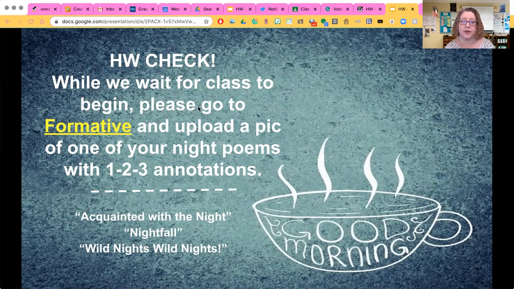I'm giving everybody a few minutes to go over to Formative. There's an assignment on Formative to upload a pic of one of your 1, 2, 3 annotations that you did for homework. I want to see how we're doing with those. So you can just pick the one that you think is the best.